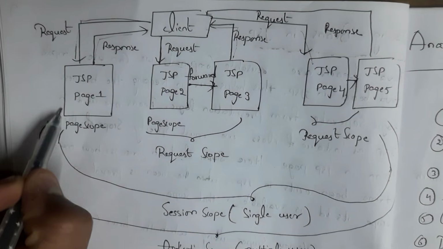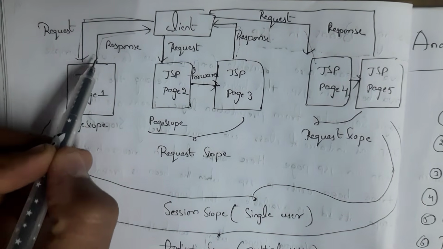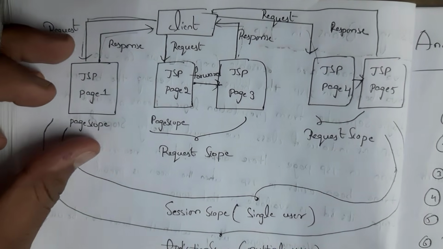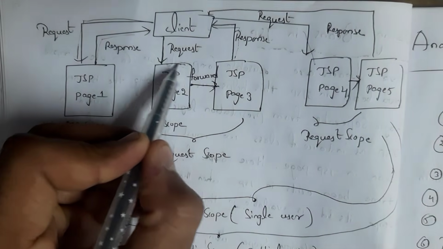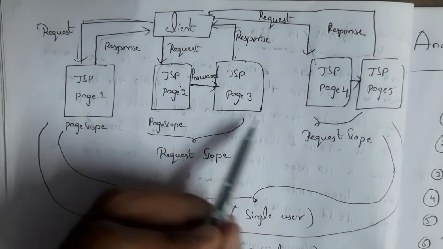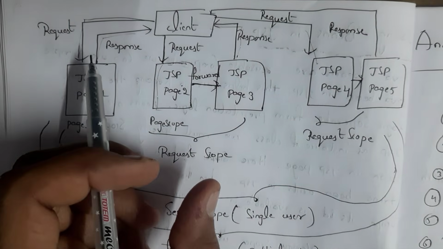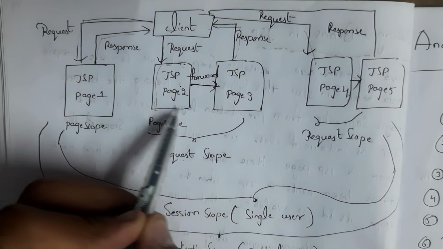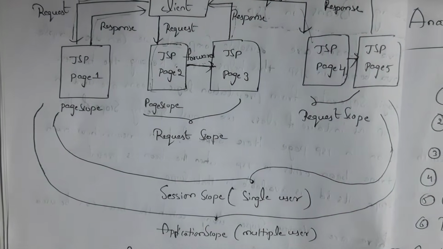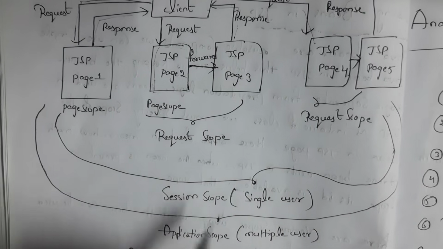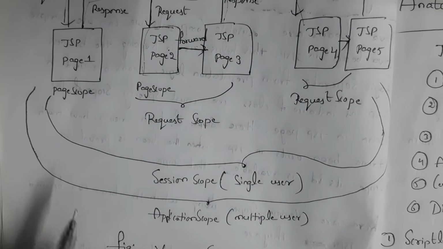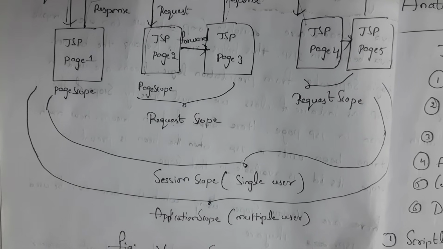This one is known as page scope. Whenever a client sends a request, this JSP page provides the response. This is known as page scope. Whenever a client sends a request, forwarding this request to another page is known as request scope. Request scope means one JSP page forwarding a request to another JSP page. And similarly, this entire process is known as session scope if there is only a single user. And if there are multiple users, then this entire process is known as application scope.